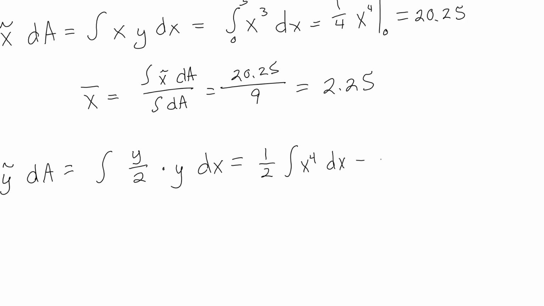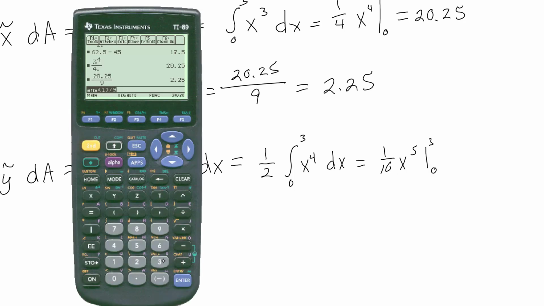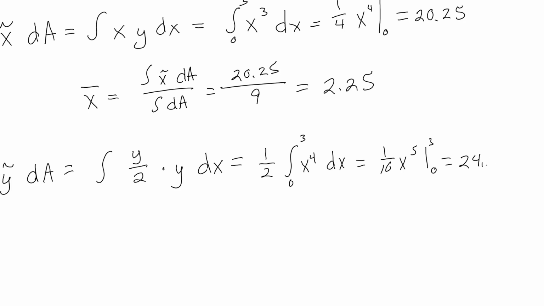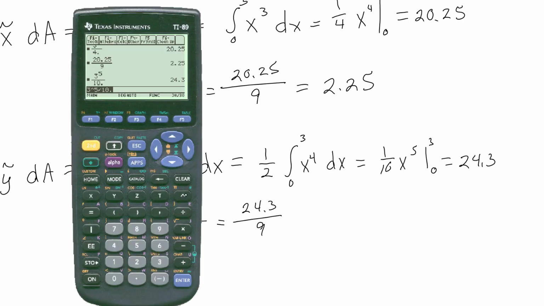Okay. So basically, I've got 1/10 x to the 5th, integrating x still going from 0 to 3 because it's just not that exciting. So 3 to the 5th divided by 10 is 24.3. And so that means that the centroid of the y is going to be 24.3 over 9, and 24.3 divided by 9 is going to give me 2.7, which is exactly what I want it to be.